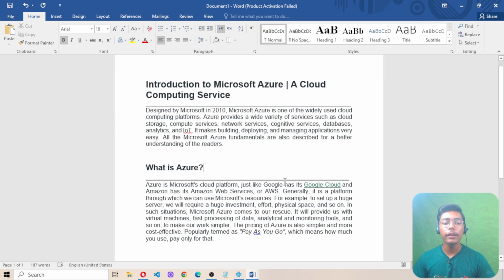So if we talk about Microsoft Azure, it was designed by Microsoft in 2010. Microsoft Azure is one of the widely used cloud computing platforms, and Azure provides a wide variety of services such as cloud storage, compute services, network services, cognitive services, databases, analytics, and IoT. It makes building, deploying, and managing applications very easy. All the Microsoft Azure fundamentals are also described for a better understanding of the readers.